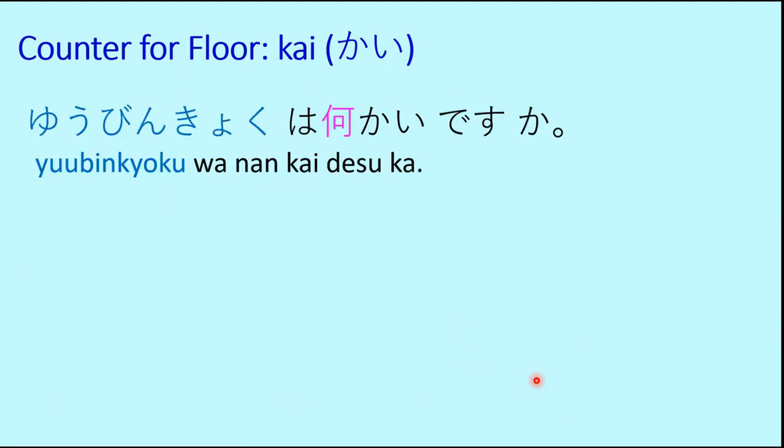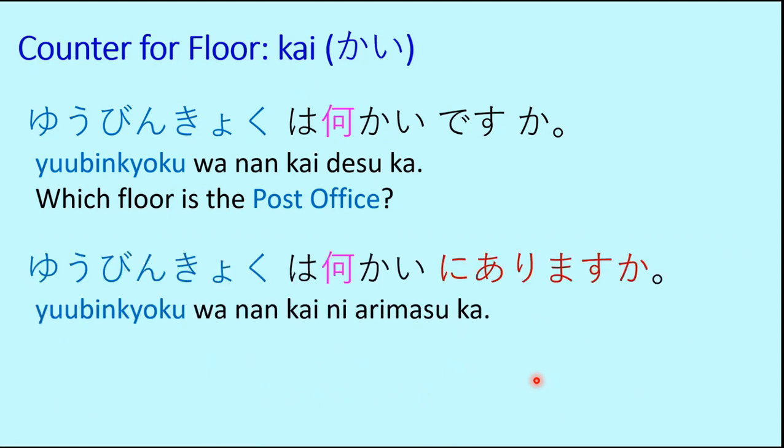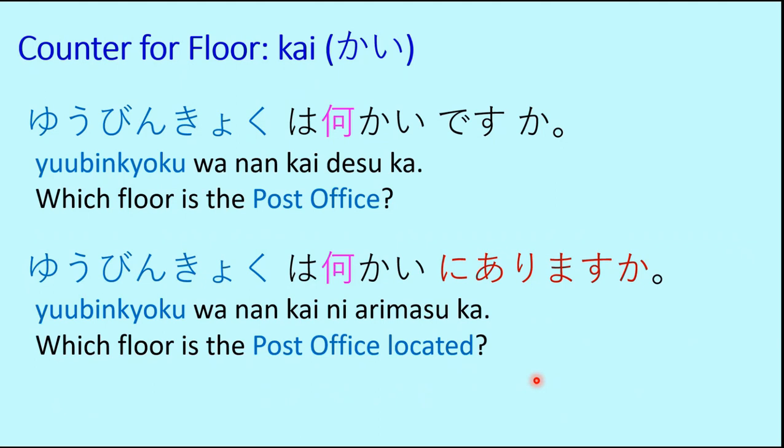Now, yubin kyoku wa nankai desu ka? Yubin kyoku, what does it mean? It is post office. Yubin kyoku means post office. Which floor is the post office? Yubin kyoku wa nankai desu ka? Means which floor is the post office. Or we may ask in a different way. Yubin kyoku wa nankai ni arimasu ka? Which floor is the post office located?